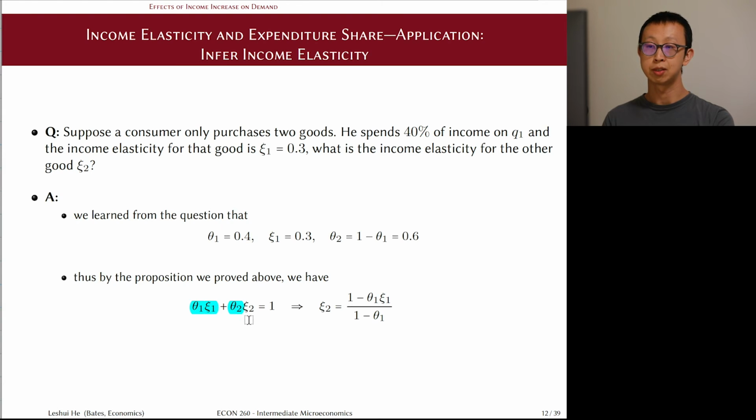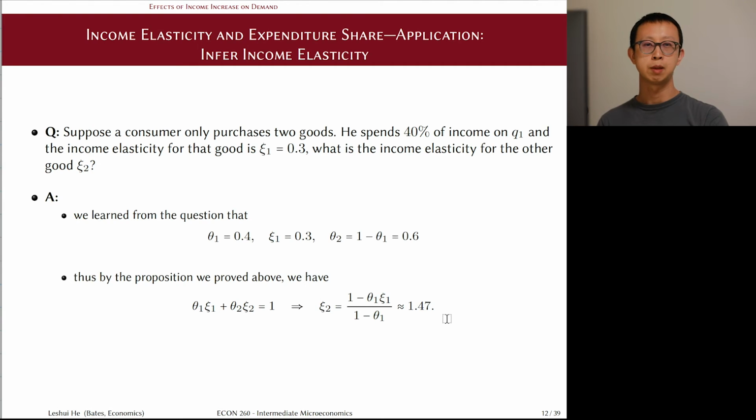So now we can just solve for Xi2. We can rewrite this equation a little bit by moving theta 1 and Xi1 to the other side of the equality, and then divide both sides by theta 2, which is 1 minus theta 1. And there we have this expression. So now plugging in these values, we can figure out the value for Xi2, which is approximately 1.47.